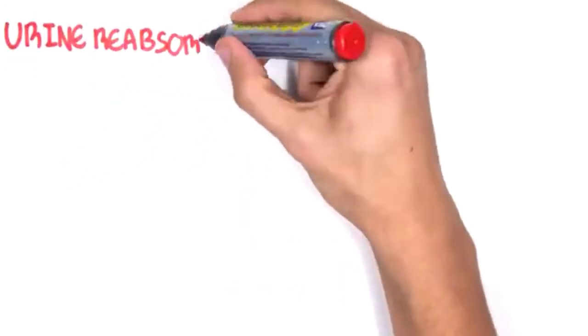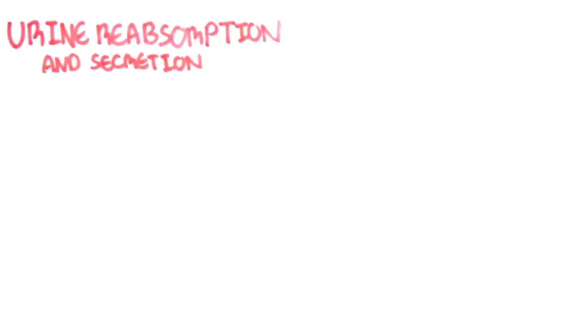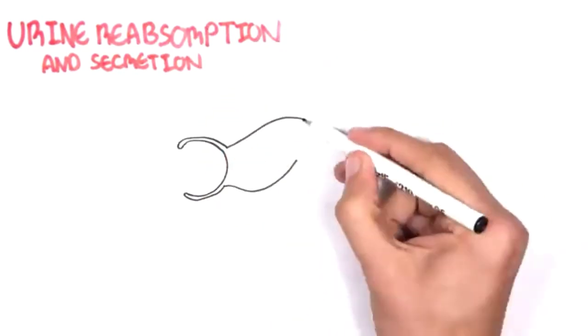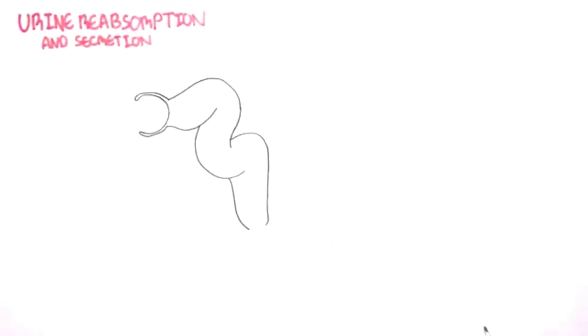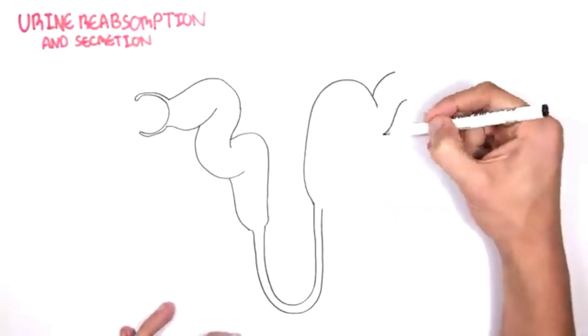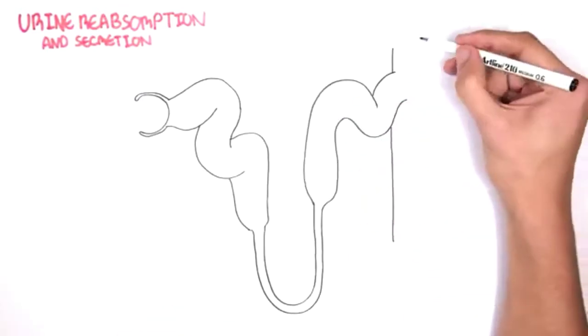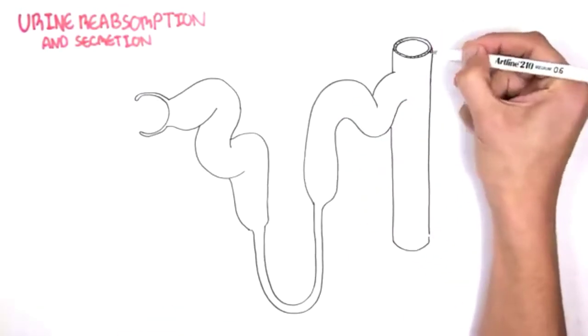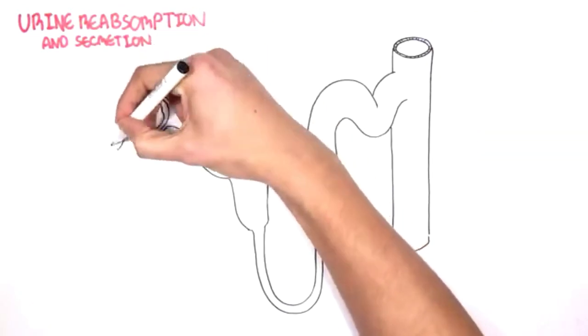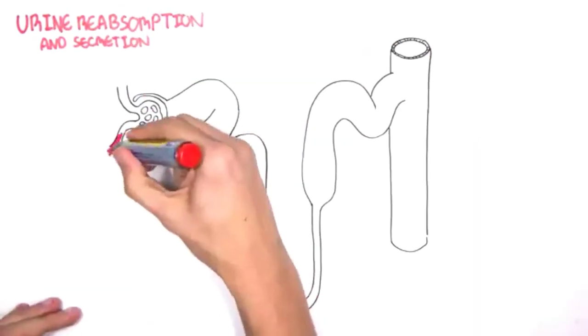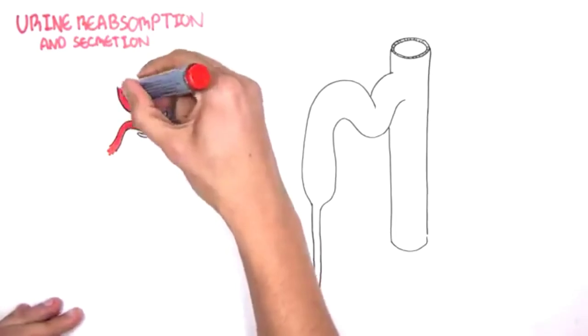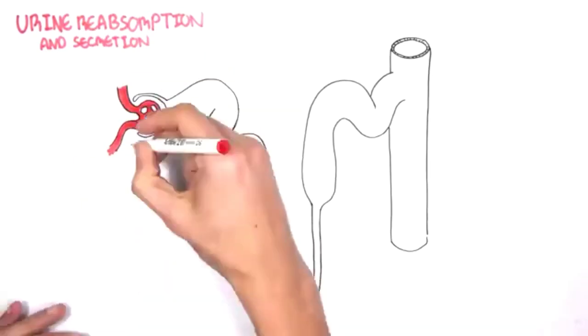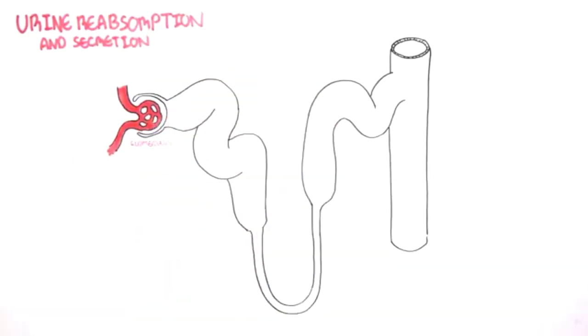Kidneys are very important organs. The functional units of the kidneys are the nephrons, and we have millions of these in each kidney. The nephrons are important in forming urine, and there are four main steps in urine formation. These are filtration, reabsorption, secretion, and excretion. In this video, we will focus mainly on reabsorption and secretion.